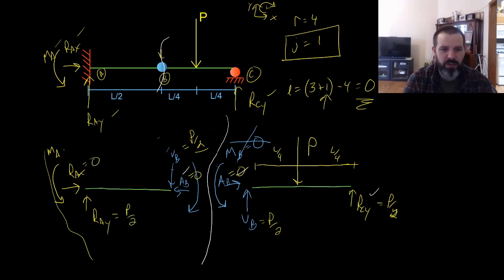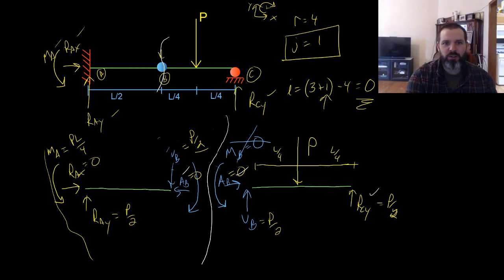RAX is equal to 0. And the moment is equal to the applied force times the length. So in this case, MA will be P over 2 times L over 2, or PL over 4. So by doing this section cut and looking internally, that allowed us to determine our reaction forces.